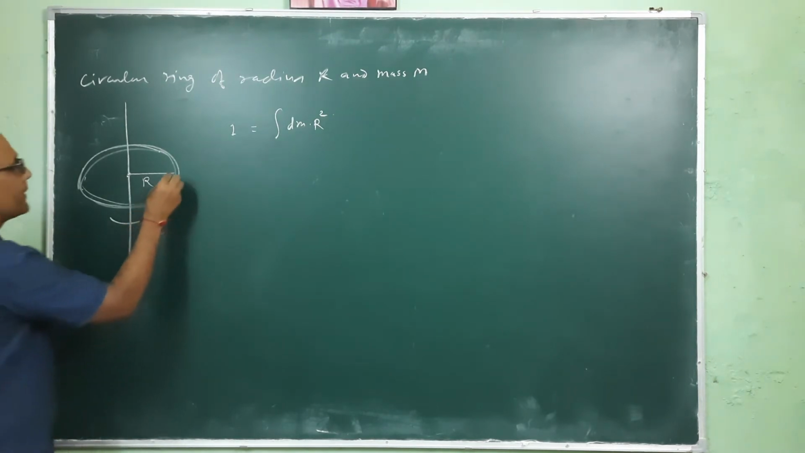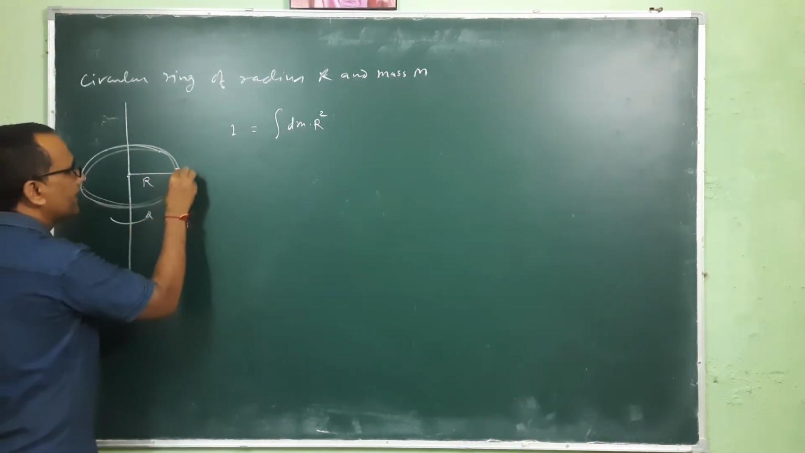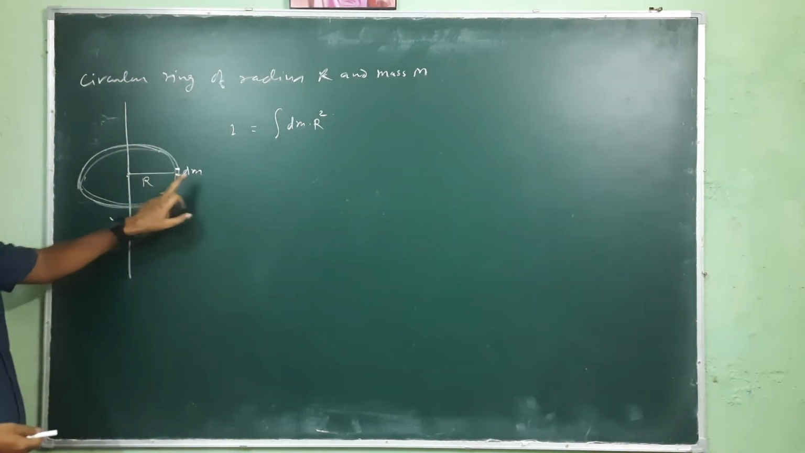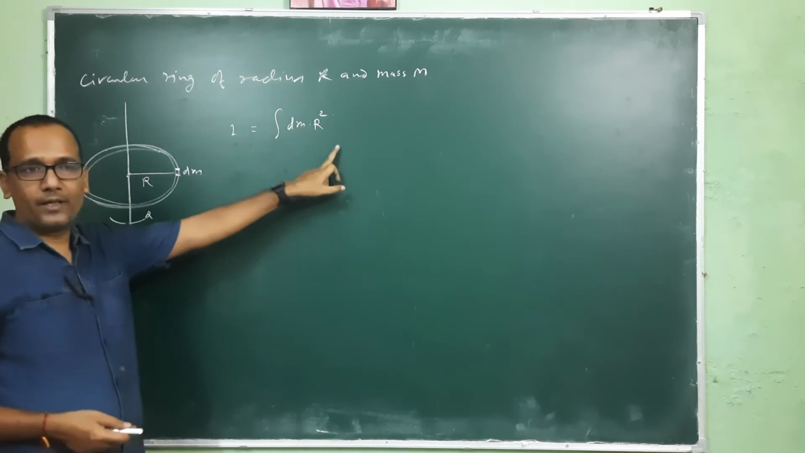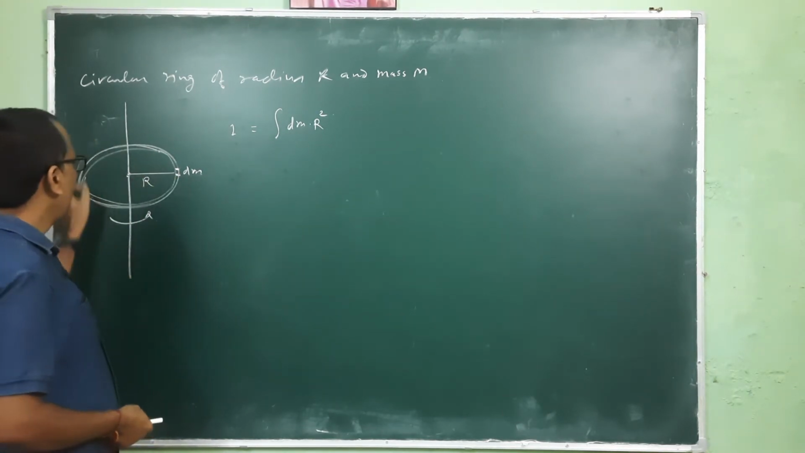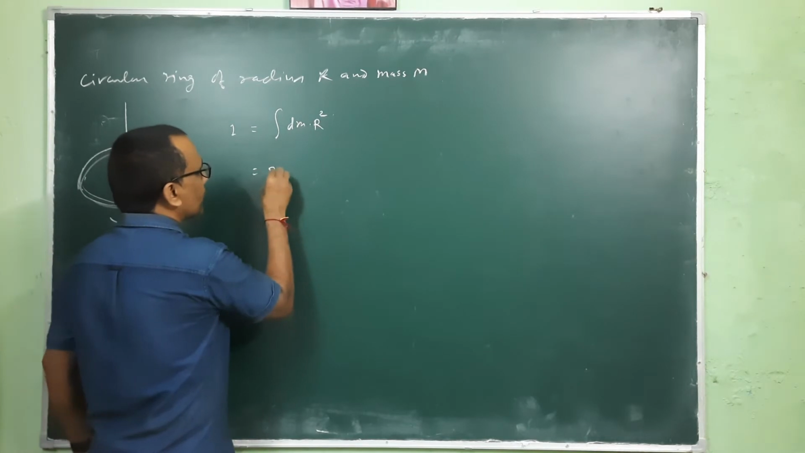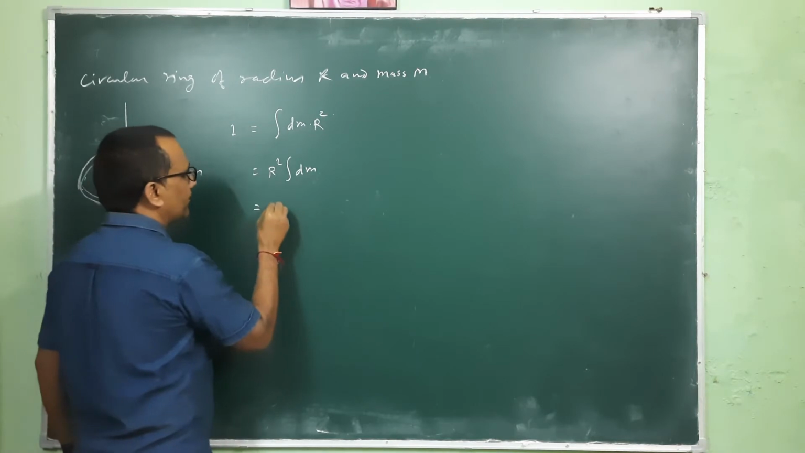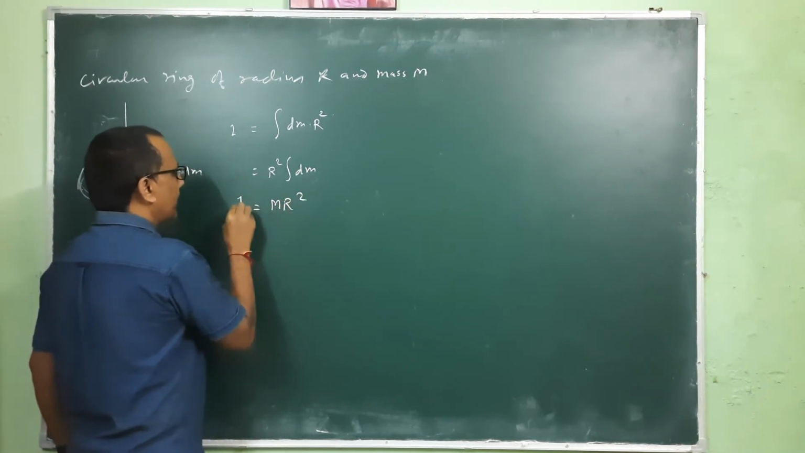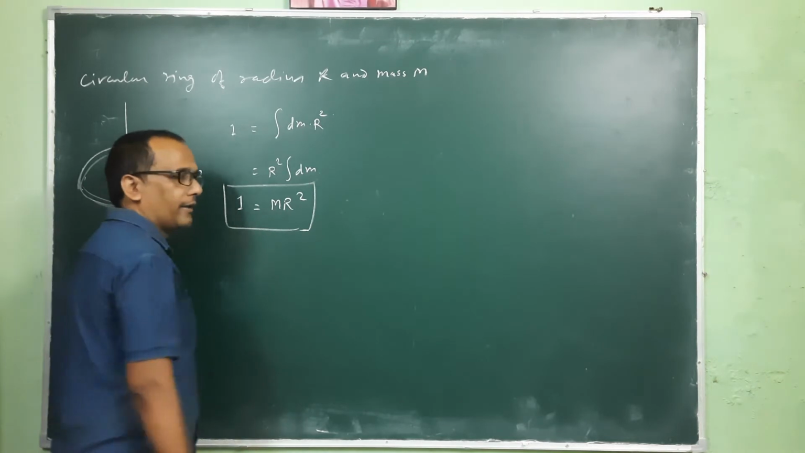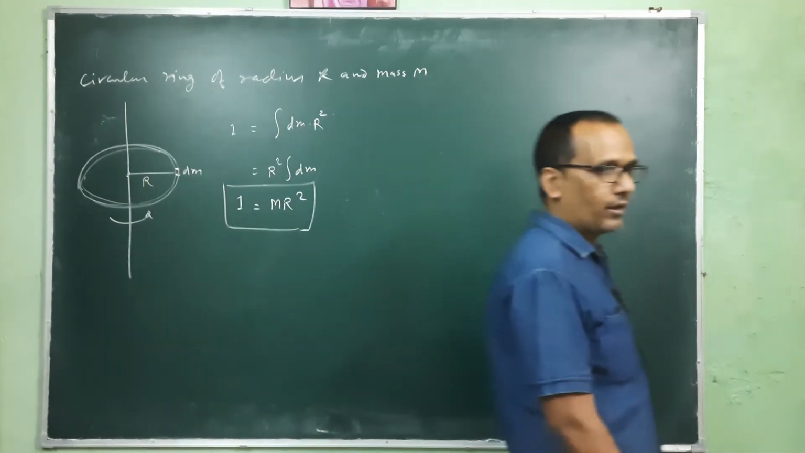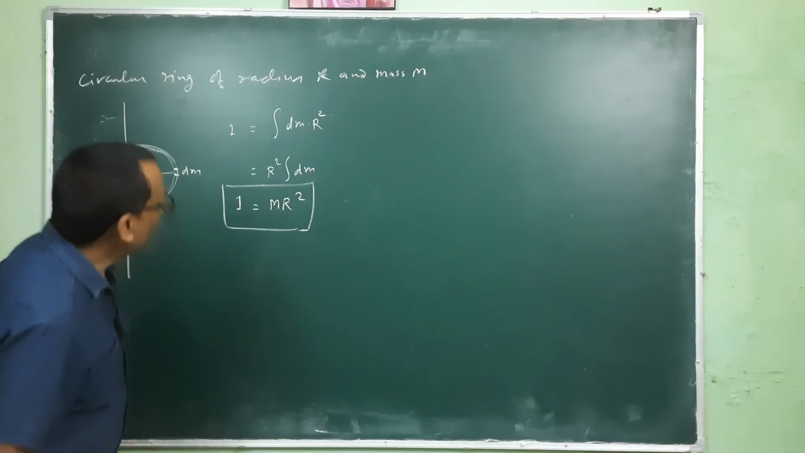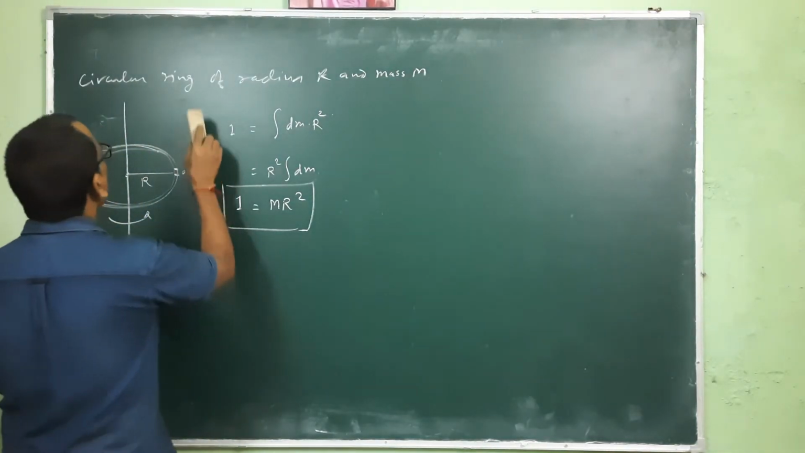Okay, and let's take a small segment. This small part is dm. So the moment of inertia I is equivalent to dm r square. When we integrate dm uniformly, r is constant, so r square times the integration of dm, and this integration of dm is equal to m. So the moment of inertia is equivalent to mr square for a circular ring of radius r, where the total mass is m. So now in place of this ring we take one circular disc.